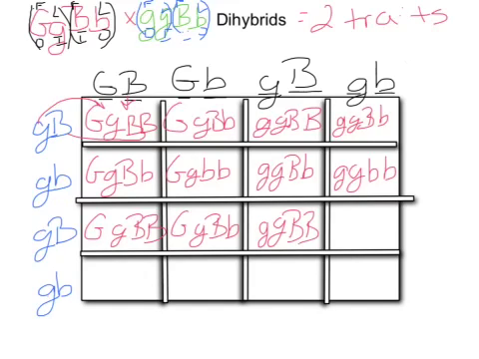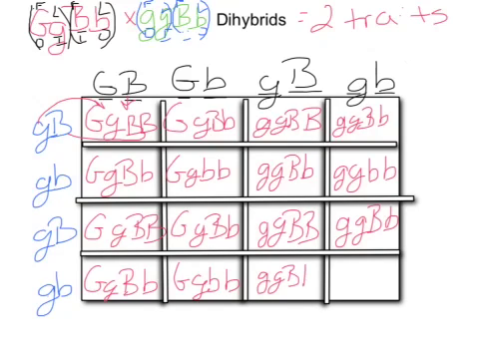Mom can donate a recessive, dad can donate a recessive, mom donates a recessive, dad donates a dominant. Okay, and like I said, we just go through and we fill in the entire square. And then once I've filled in the entire square, I can answer those prediction questions.